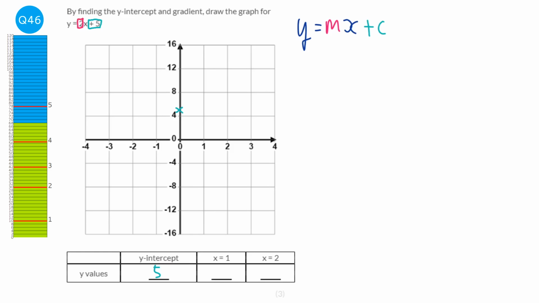So if we go 1 to the right, it's going to go up 2, so that'll be 7. Then another 1 to the right, it's going to go up another 2, so that's going to be 9. So we've got to draw it in, and make sure you draw the line for the whole graph, not just the points that we've just plotted in. And it should be something like this.